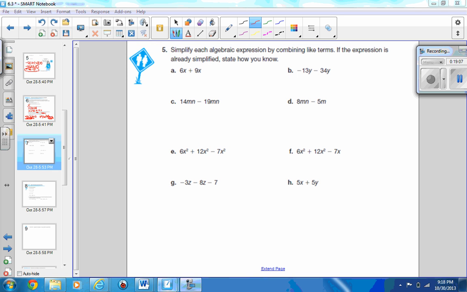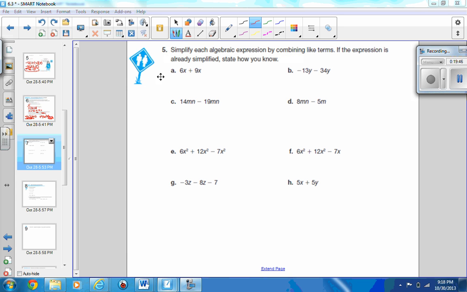So you probably don't want to go through doing the distributive property every time you see a like term. But hopefully you saw the pattern that every time you have 2 terms, what I mean by terms is something that's being added or subtracted, and if they have the same set of variables to the same powers, you can just add or subtract their coefficients and keep the variables. So let's simplify. Number 5 says, simplify each algebraic expression by combining like terms. If the expression is already simplified, state how you know it. All right, so let's do that.